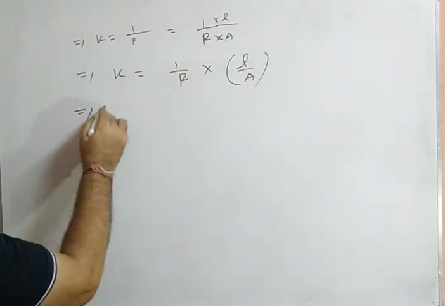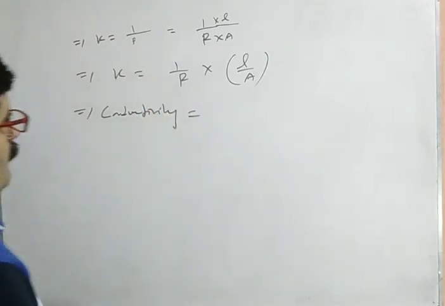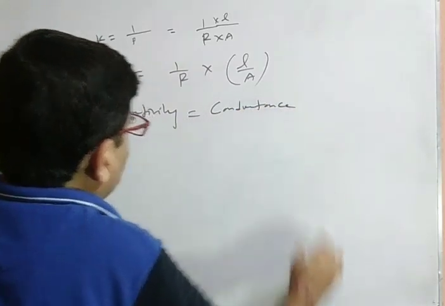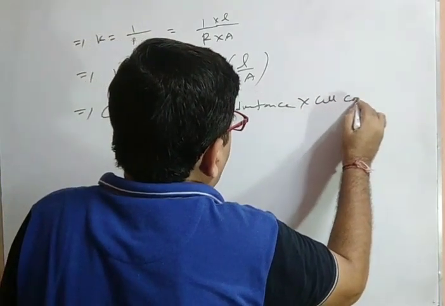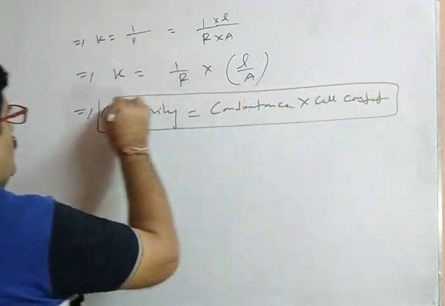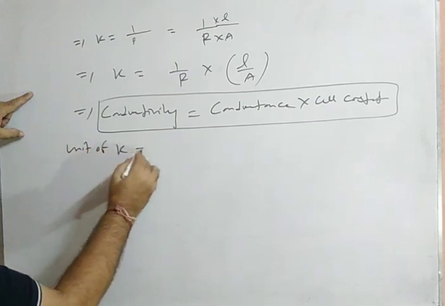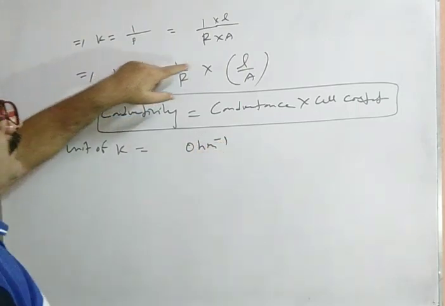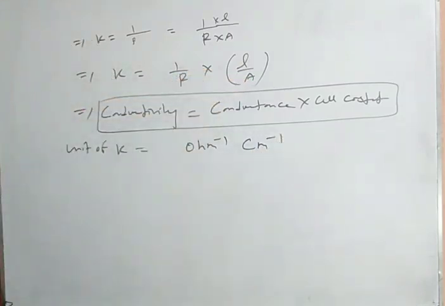K is equal to 1 by R into L by A. This is known as conductivity. 1 by R, conductance; L by A, cell constant. The unit of K, we can write what? Ohm inverse centimeter inverse.